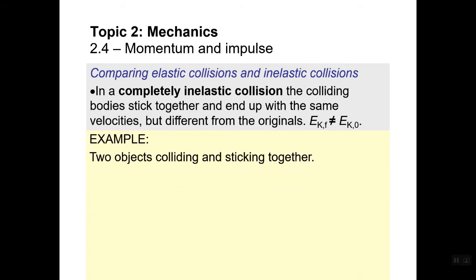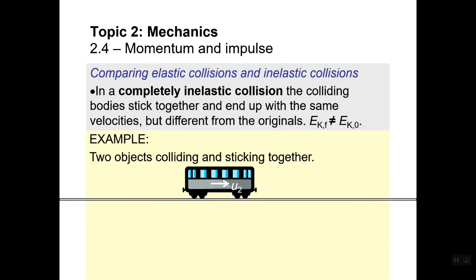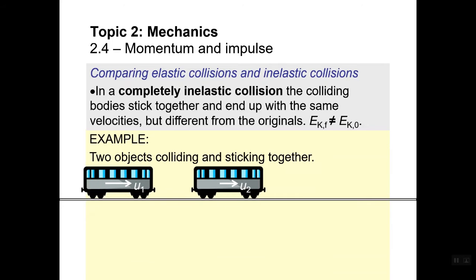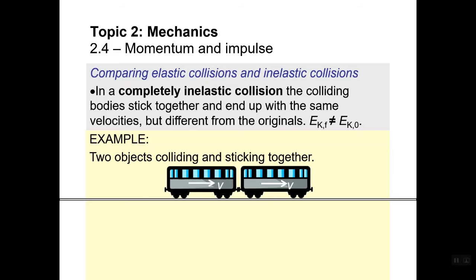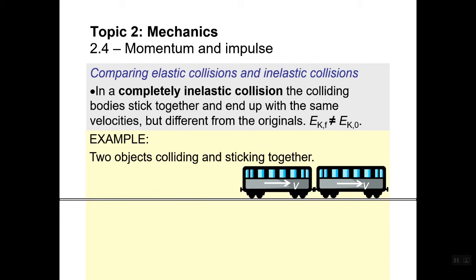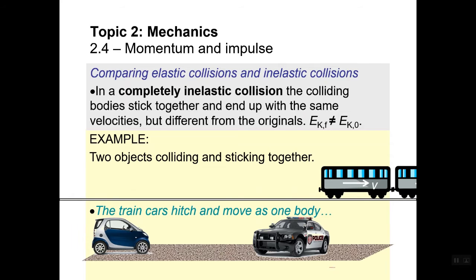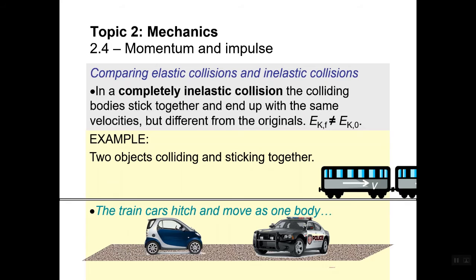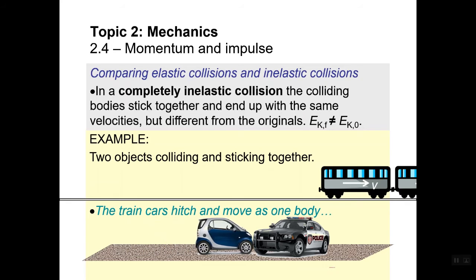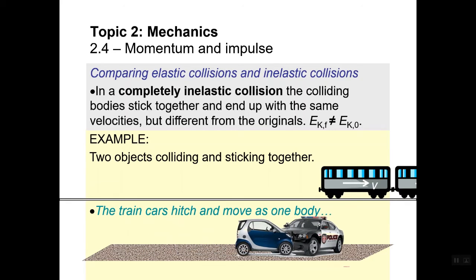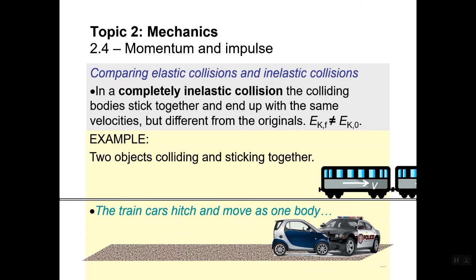Two objects colliding and sticking together, we have seen before. Two trains collide and stick together. This is a completely inelastic collision. Train cars hitch and move as one body. We have seen this before. Two cars collide and stick together. This is a good example of completely inelastic collisions.